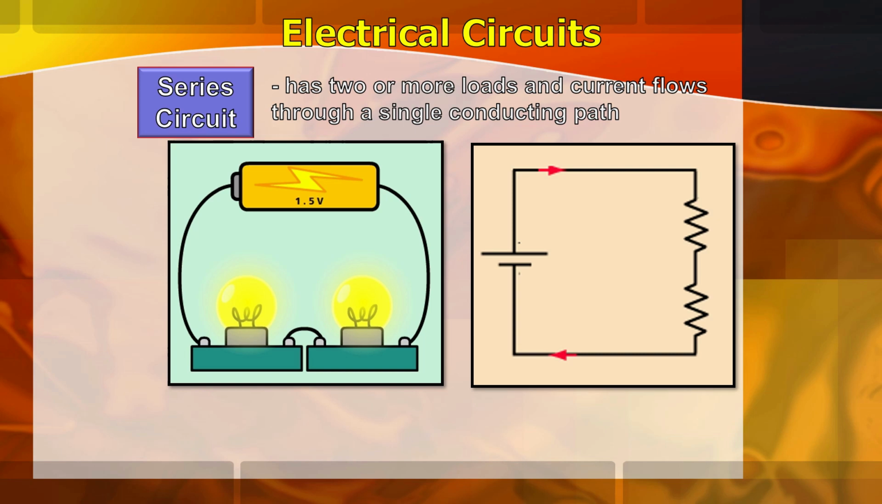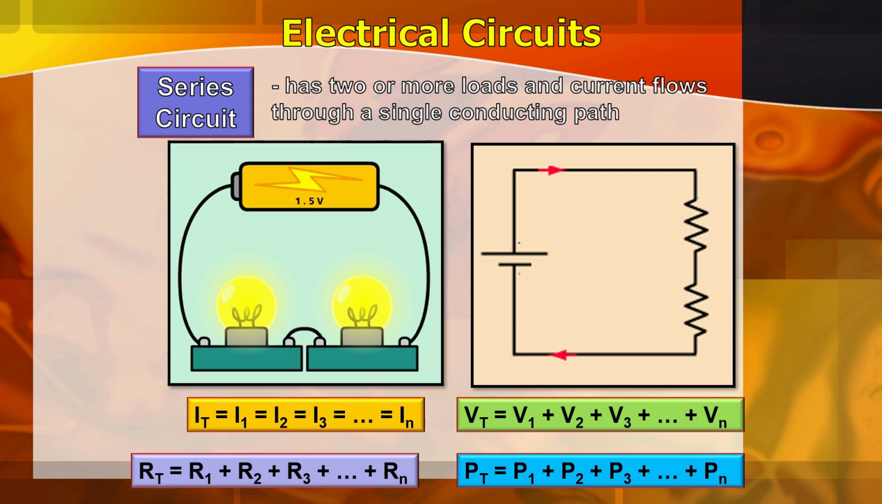Notice that here, the longer line, which is the positive terminal of the battery, is the source of our electrons. As you can see, the movement of electrons here is from the positive terminal going to our resistors, then going back to the part of the battery which is negative. So these are the formulas for series circuits.